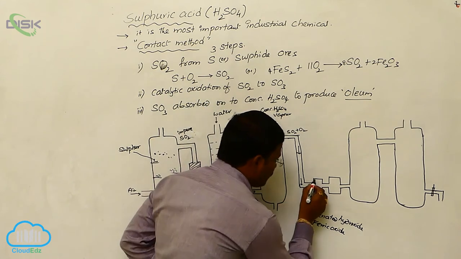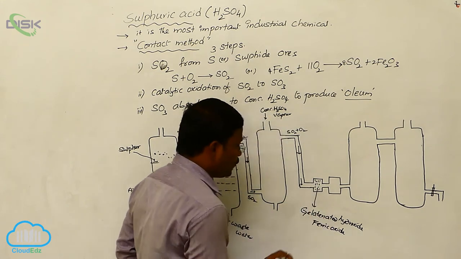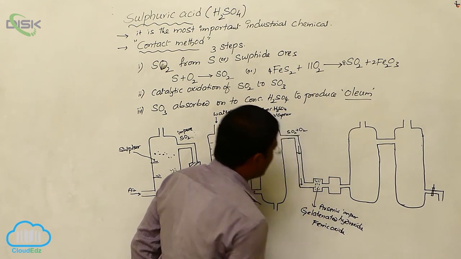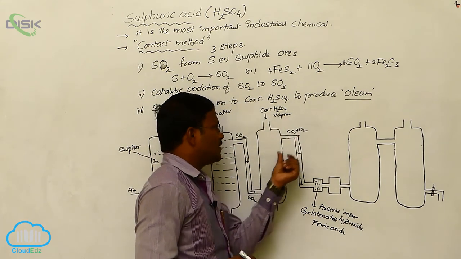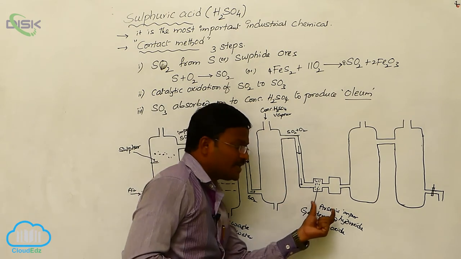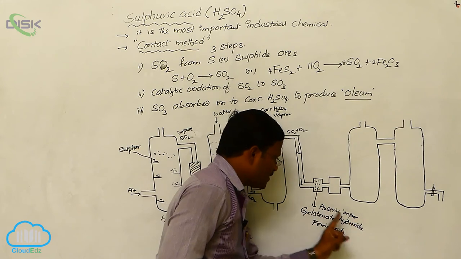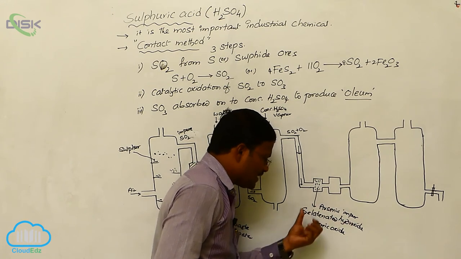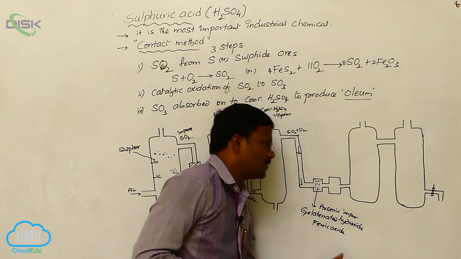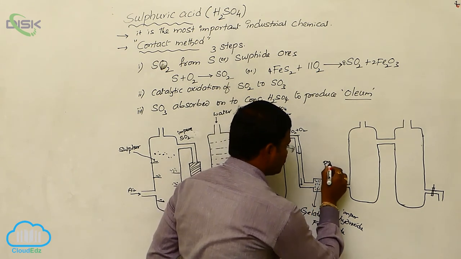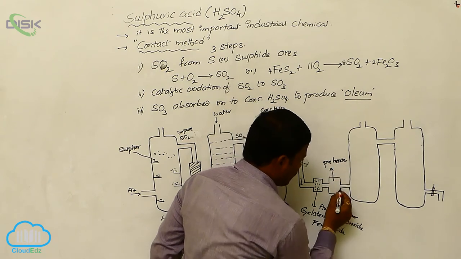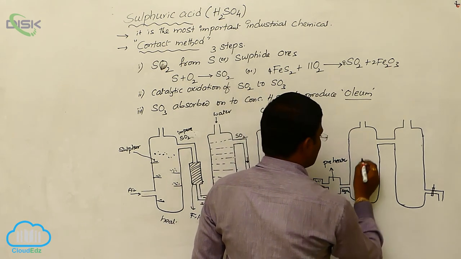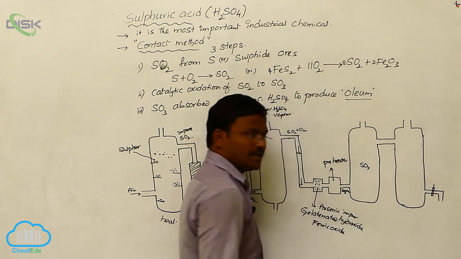The purpose of this filter is to eliminate arsenic impurities. The resulting sulfur dioxide from these three chambers may have arsenic as an impurity. To eliminate arsenic impurities, we use a filter of gelatinous hydroxide, which can stick the arsenic species, and it consists of ferric oxide. And here is the preheater. From there sulfur dioxide plus oxygen enters this chamber, and while it enters the chamber, a formation of sulfur trioxide takes place.